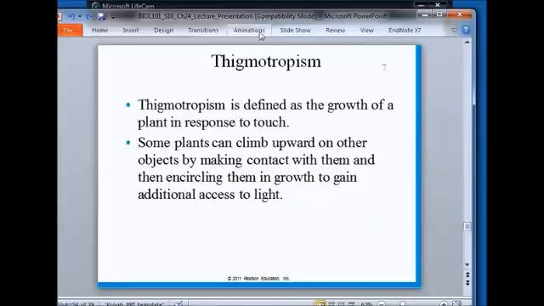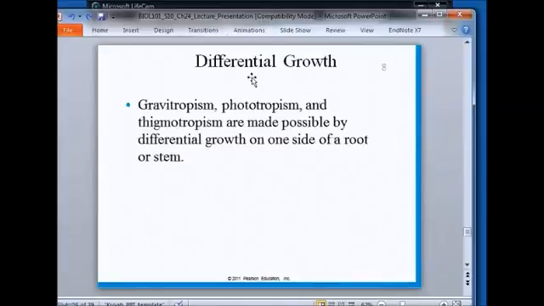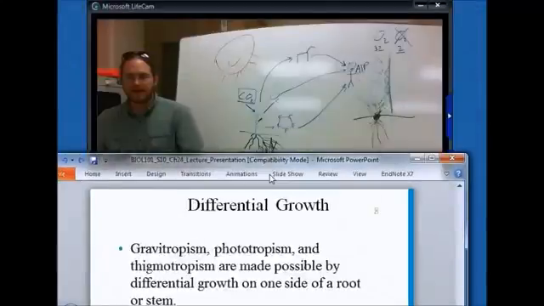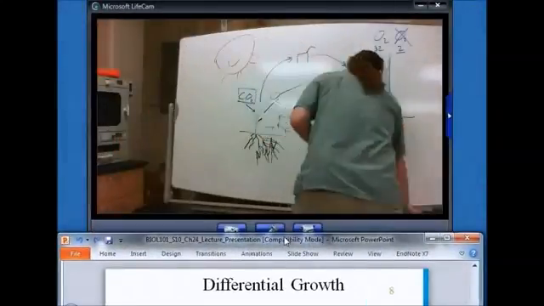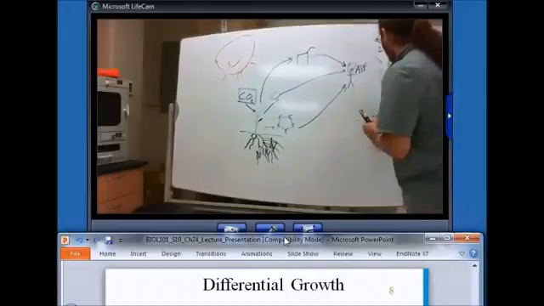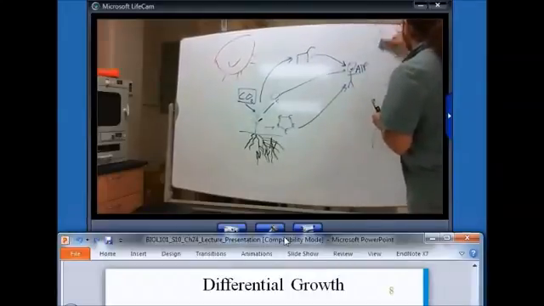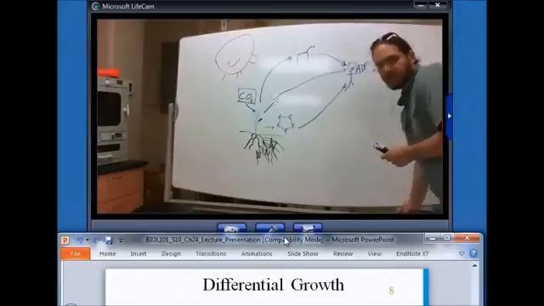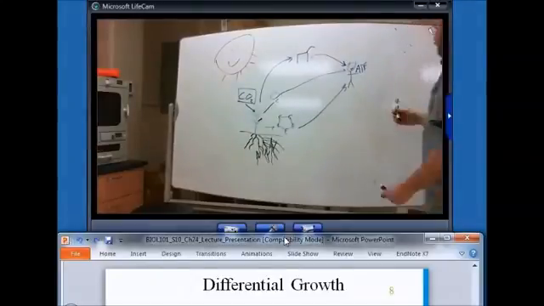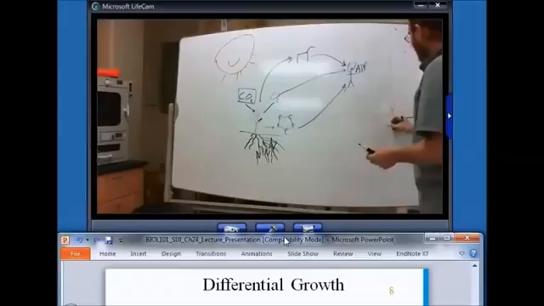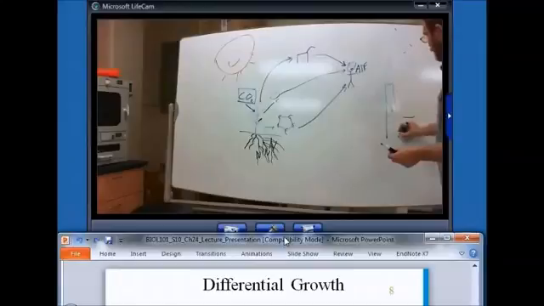So then, how does a plant grow toward light? Well, it undergoes differential growth. These require more growth on one side of a root or stem than another. So let's erase this again here. And let's say that you had a plant that wanted to grow toward the light over there from the sun. The way it's going to do that, if we envision a stem here, is it's going to grow more on the side away from where it wants to go.